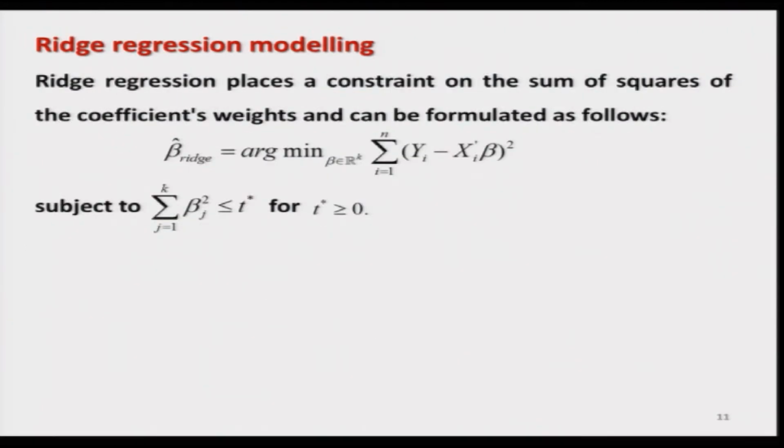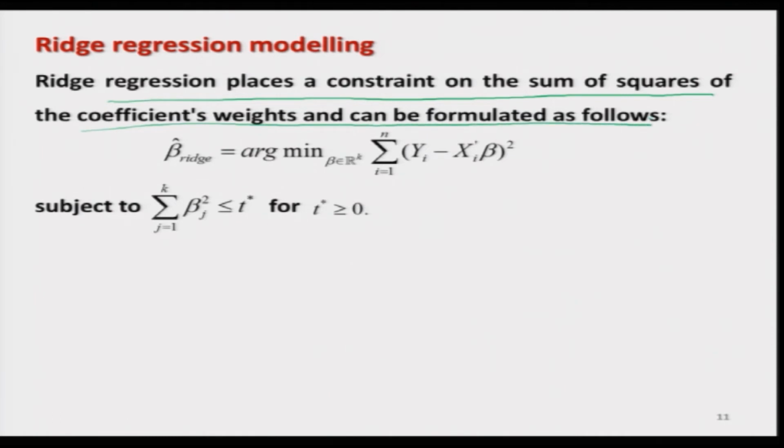So in ridge regression, what it does is it tries to minimize the same sum of squares due to random error that was done in the case of the ordinary least squares estimator also, but it tries to put some penalty on it. Right. So ridge regression places a constraint on the sum of squares of the coefficient weights and can be formulated as follows.